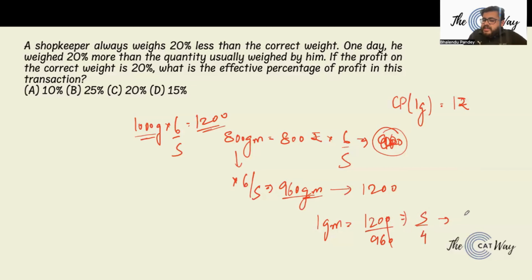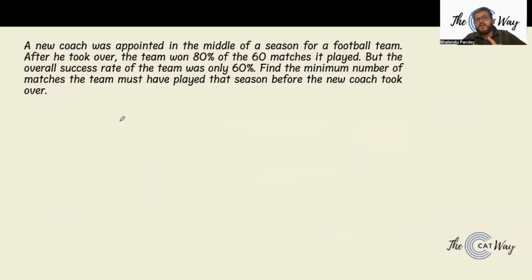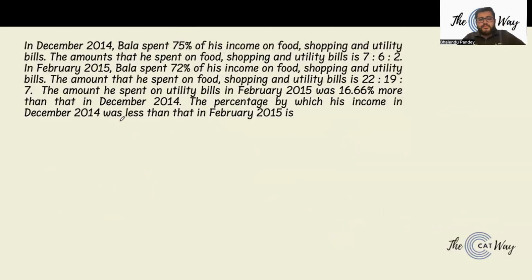So I know that the selling price of 1 gram is 5 by 4 and cost price is 1 rupee. So my profit percentage would become SP by CP, that is this. So 5 by 4, original value 4, final value 5, increase of 1 by 4, that means 25% on today's transaction. So he's gaining 25% on today's transaction, right? Let's solve one more question.